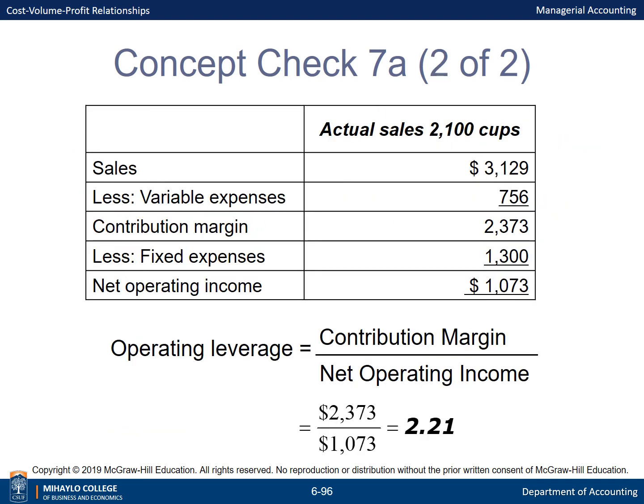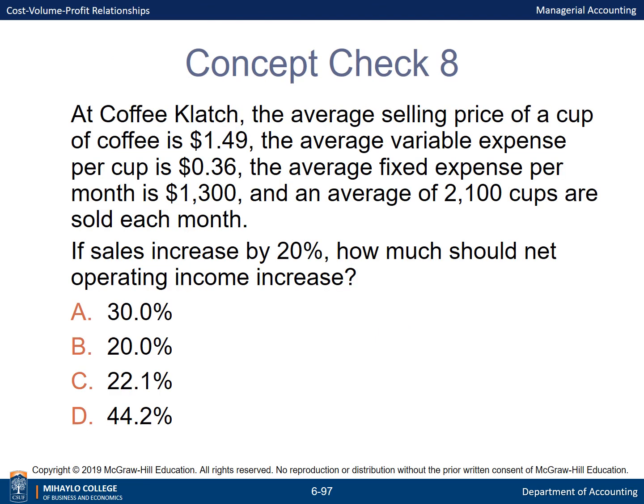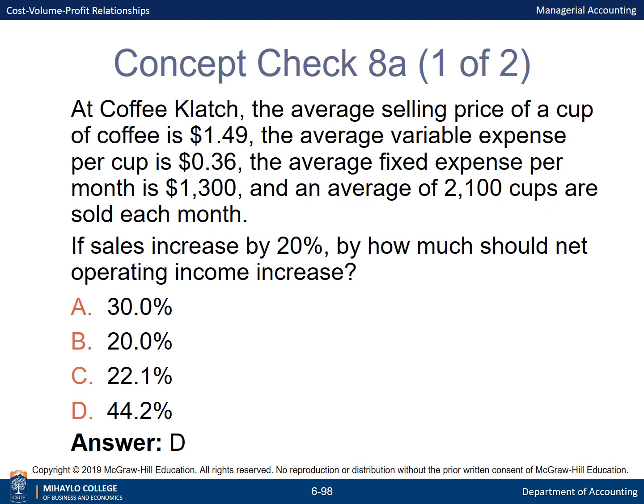Operating leverage is equal to the contribution margin of $2,373 divided by net operating income of $1,073, or 2.21. At Coffee Klatch, the average selling price of a cup of coffee is $1.49, and the average variable expense per cup is 36 cents. The average fixed expense per month is $1,300. An average of 2,100 cups are sold each month. If sales increase by 20%, how much should net operating income increase? The correct answer is 44.2%.